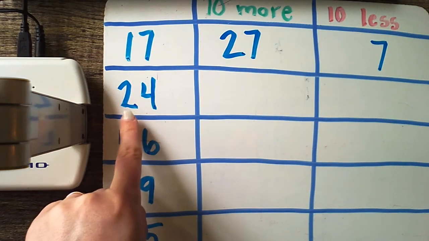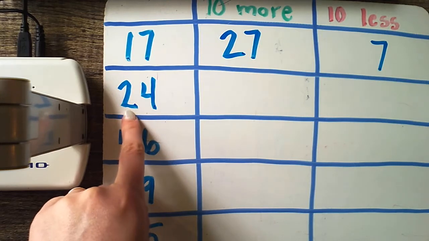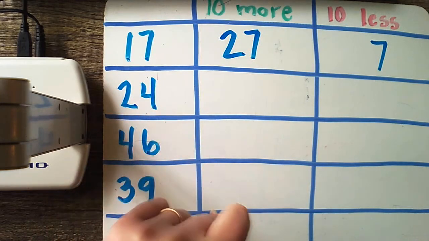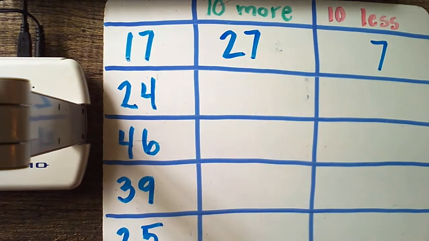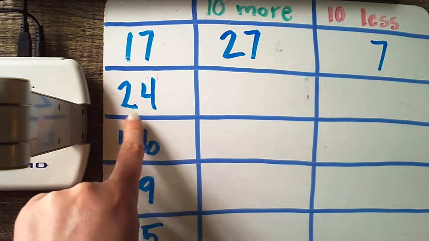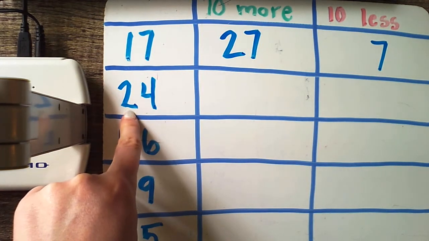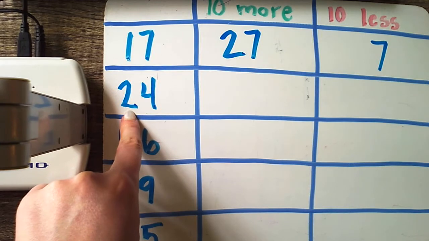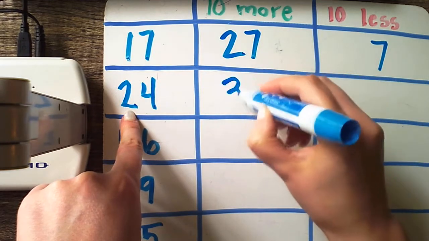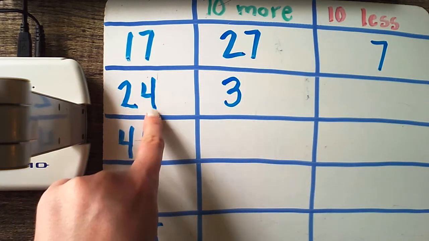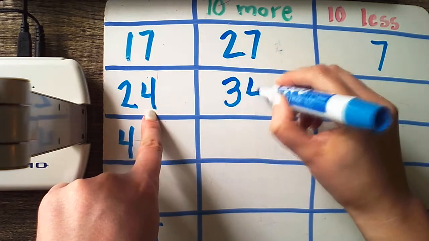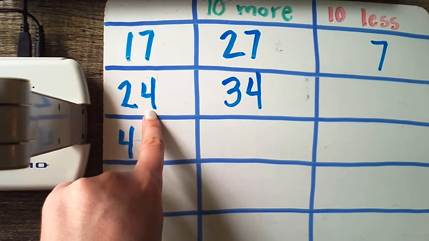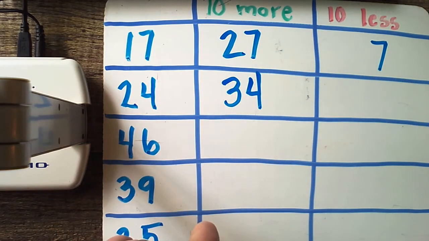I notice right away this is a 2-digit number. I have a digit in the tens place and a digit in the ones place. Let's first look for 10 more. Well, I know when I look for 10 more, my digit in the tens place is going to go up by 1. So instead of having 2 10s, now I'm going to have 3 10s. My digit in the ones place stays the same. 10 more than 24 is 34.